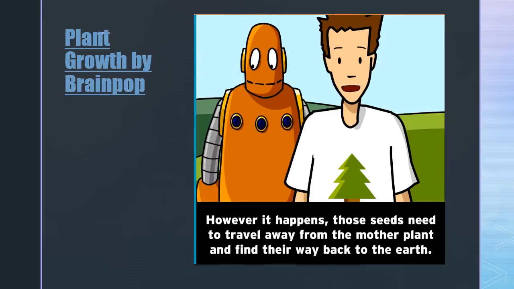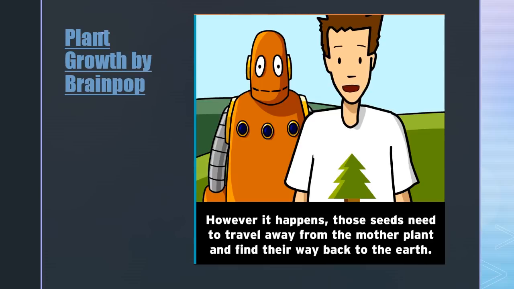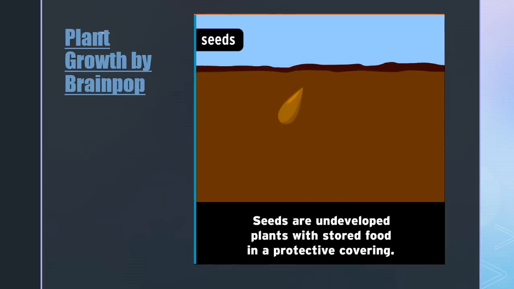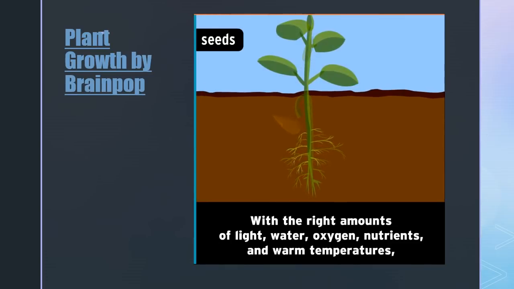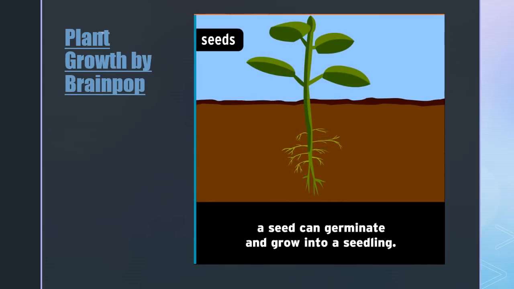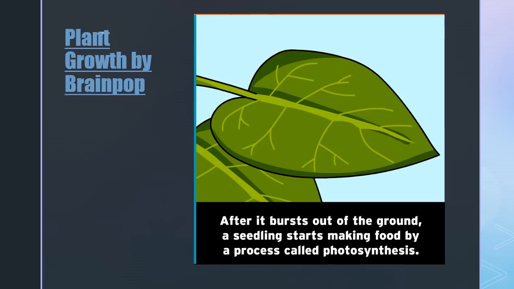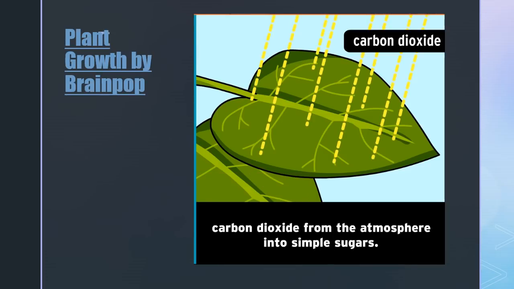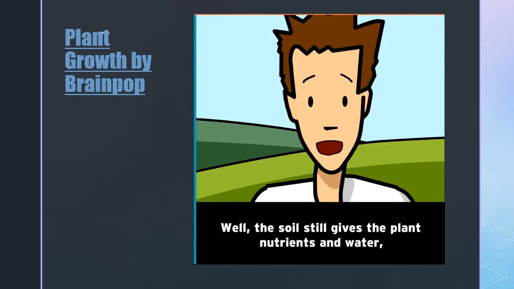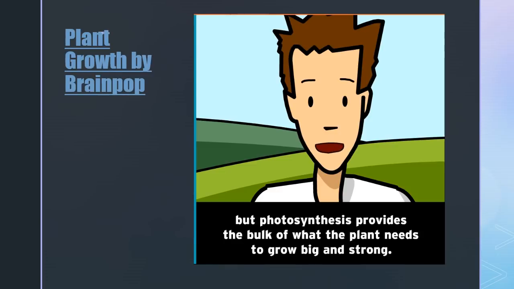However it happens, those seeds need to travel away from the mother plant and find their way back into the earth. Seeds are undeveloped plants with stored food in a protective covering. With the right amounts of light, water, oxygen, nutrients, and warm temperatures, a seed can germinate and grow into a seedling. After it bursts out of the ground, a seedling starts making food by a process called photosynthesis. In photosynthesis, the plant will use energy from sunlight to convert carbon dioxide from the atmosphere into simple sugars. Well, the soil still gives the plant nutrients and water, but photosynthesis provides the bulk of what the plant needs to grow big and strong.